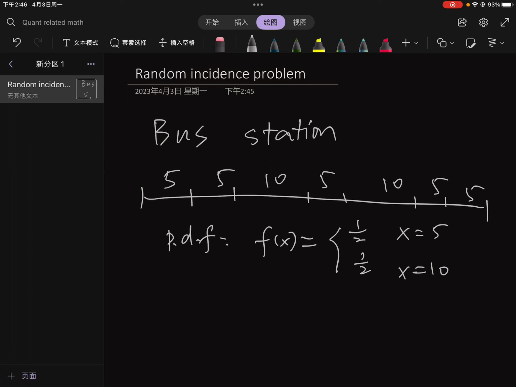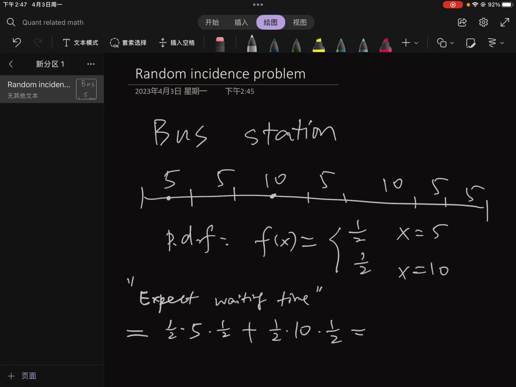So, one might think that the expected waiting time is, you either arrive at 5 or arrive at 10. If that's the case, the expected waiting time, because this is the wrong version, I will put in quote marks. It's either we arrive at 5, which means we arrive at the middle, because you know it's uniformly distributed. So it's a half times 5, but you arrive at the middle, so times a half again, plus a half times 10 times a half again, is equal to what? It's equal to 15/4.